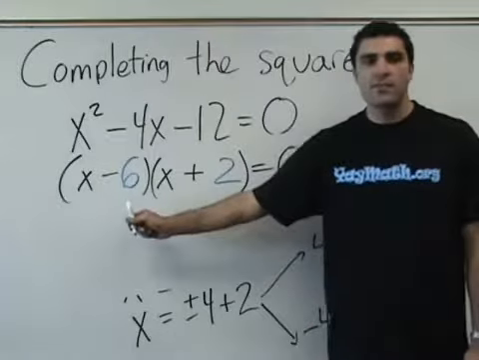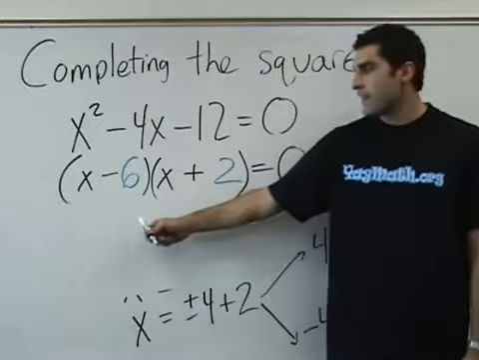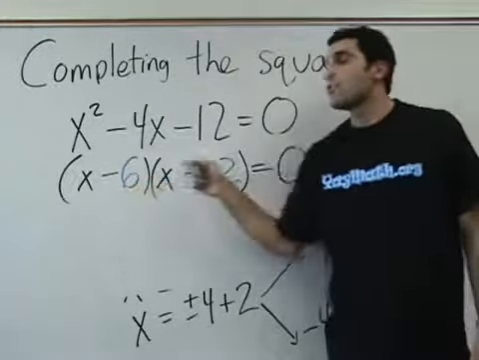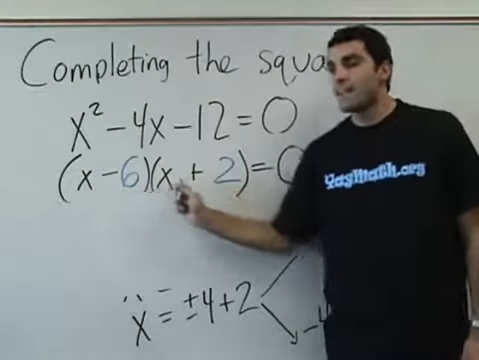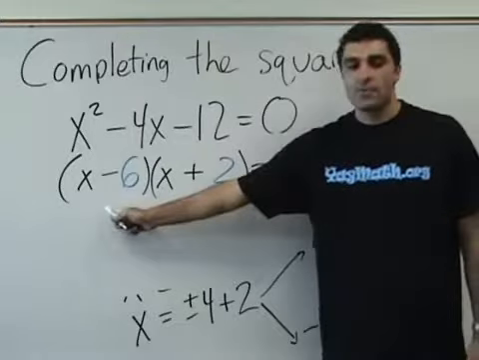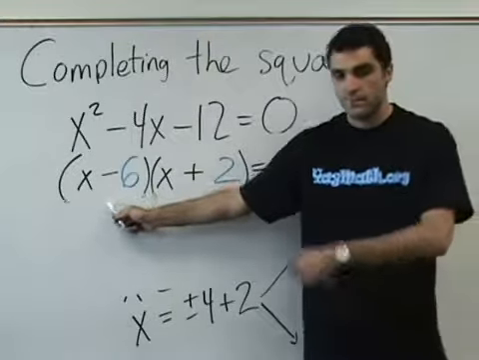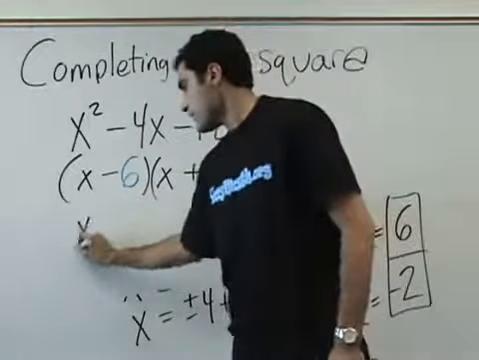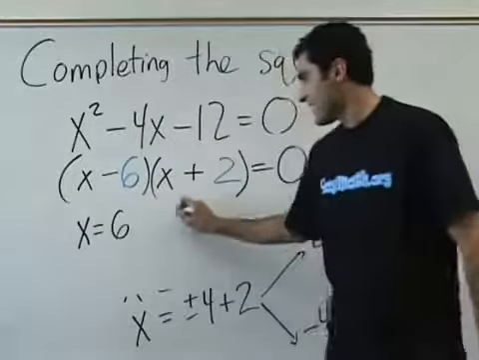Questions about this? FOIL this quickly in your mind. x squared, plus 2x, minus 6x, and then minus 12. So x equals what and what here? x equals 6 and x equals negative 2.